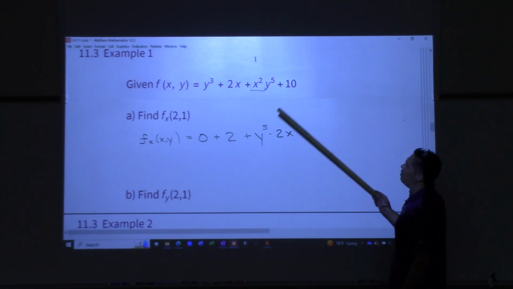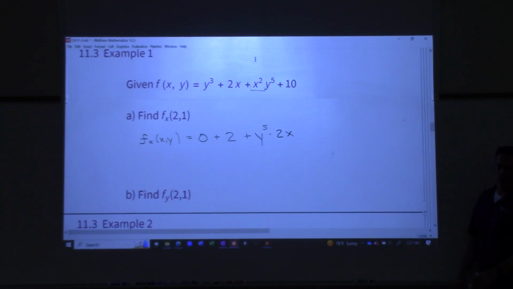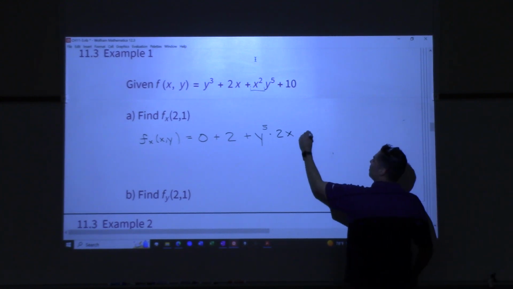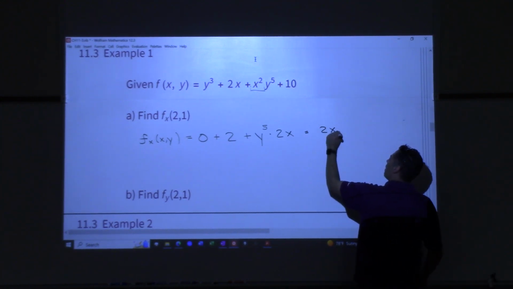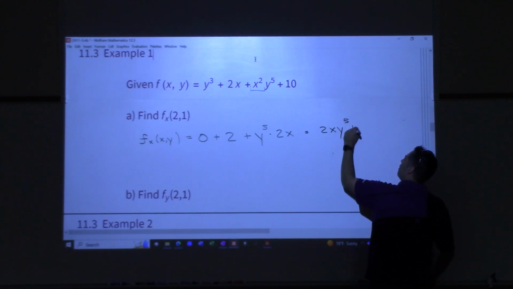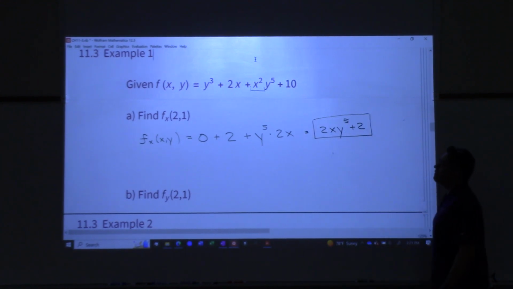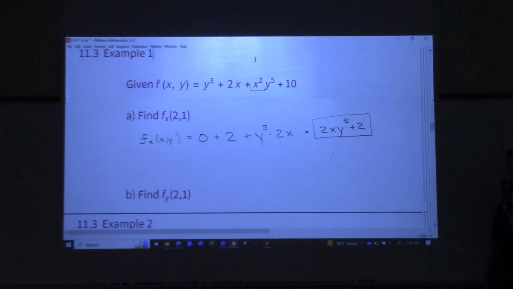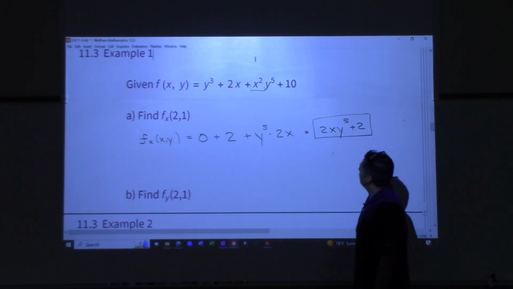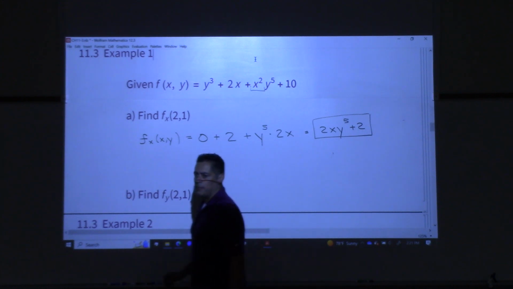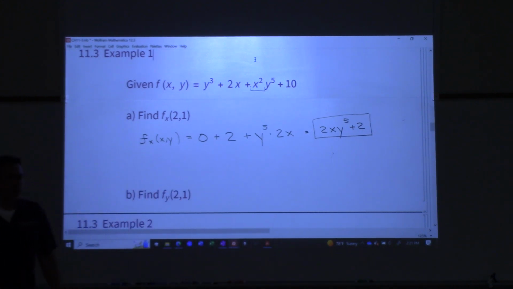And then finally, what's the derivative of 10? 0. So our answer here, let me clean it up a little bit, is 2x y to the 5th plus 2. That is the partial derivative of that function f with respect to x. Okay?